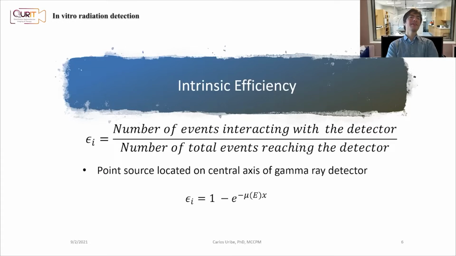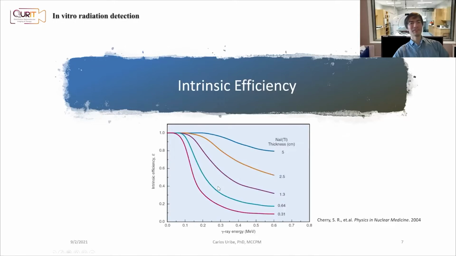If you think about a point source located on the central axis of that detector on the gamma ray, then you can think that it follows an equation like this that depends on x and mu, the linear attenuation coefficient. Remember that the attenuation coefficient is dependent on energy, so I'm just being explicit that the mu value is a function of energy, but we can express it with a function like that.